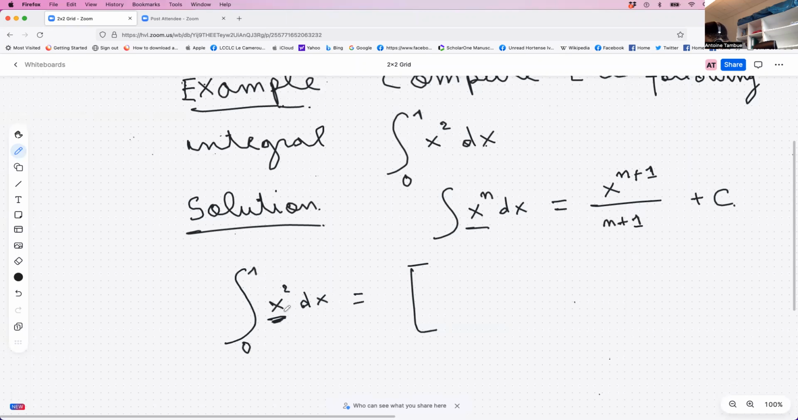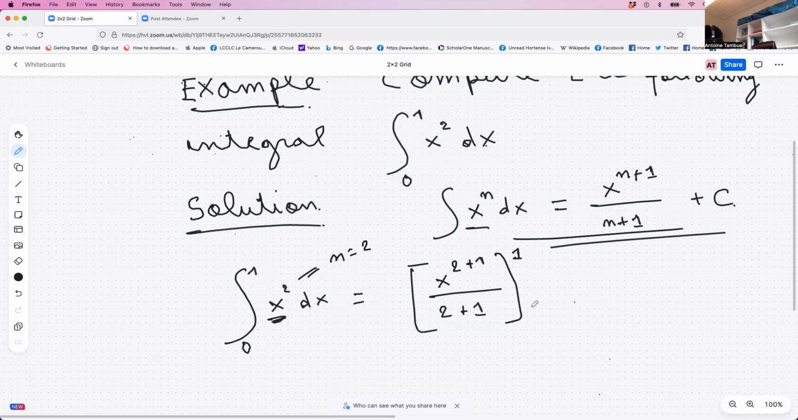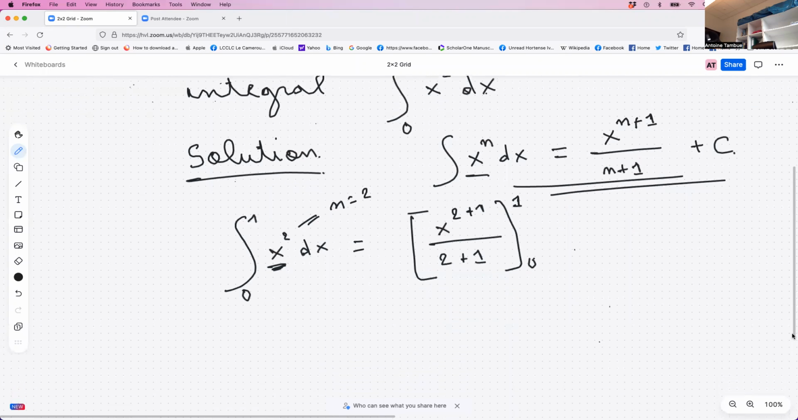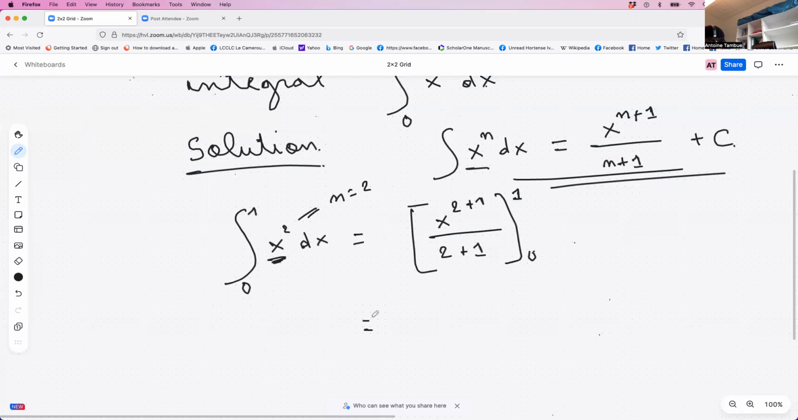So in this particular case, what is the value of n? The value of n in this particular case is just 2. So we need only to apply this formula to find the antiderivative. So what's the antiderivative now? It's just x, n is 2, so you have here 2 plus 1 up, over 2 plus 1 down, that you are evaluating from 0 to 1. So what we are going to do is evaluate this expression, which is precisely x to the power of 3 over 3, that you are evaluating from 0 to 1.